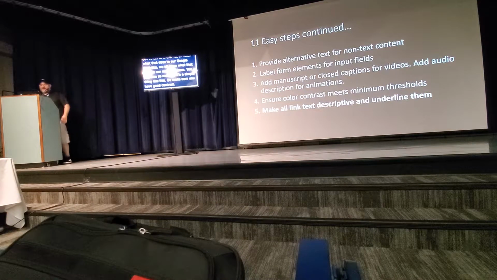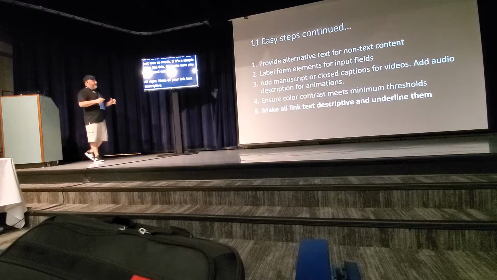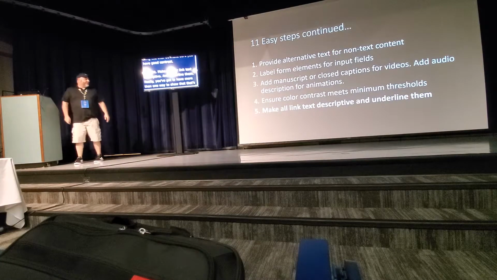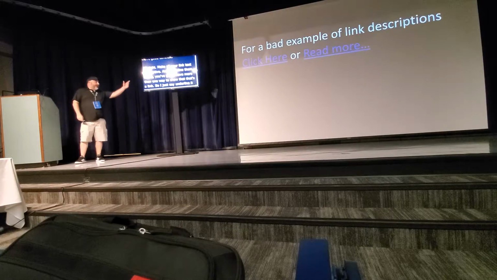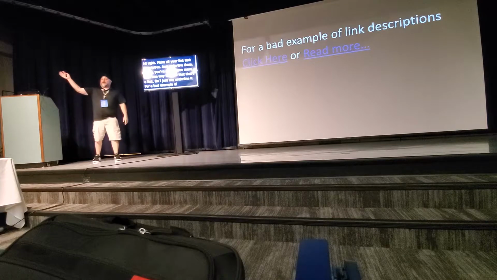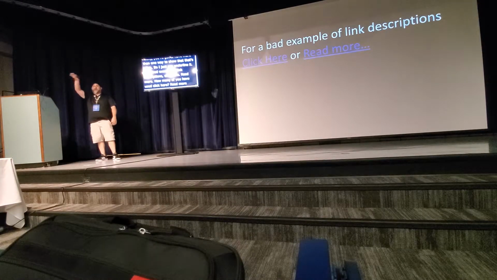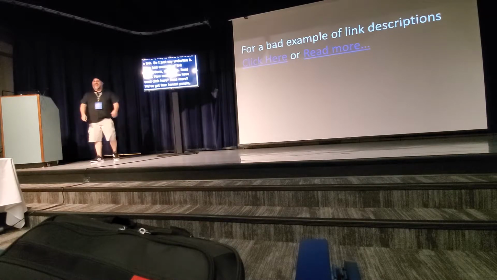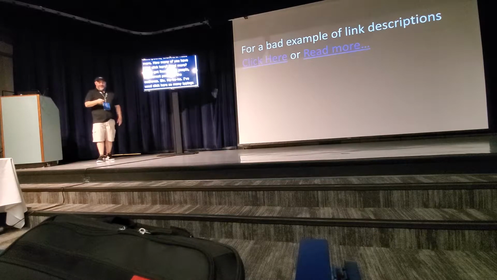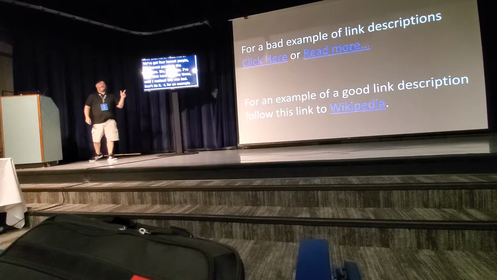All right, make all your link text descriptive and underline them. Really, you've got to have more than one way to show that that's a link, so I just say underline them. For a bad example of link descriptions, click here or read more. How many here have used click here or read more? Okay, we got 4 honest people, 5 honest people in the audience. 6. I've used click here so many times until I realized this was bad. Don't do it. For an example of good link description, follow this link to Wikipedia.